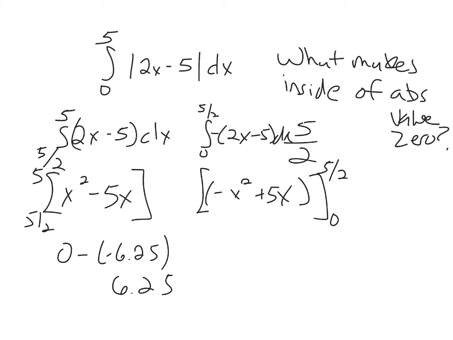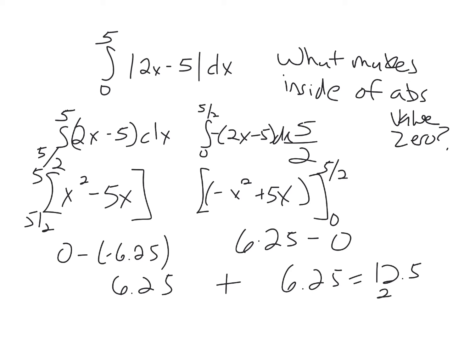Over here, we go from 5 halves, which is 6.25, minus, put 0 in, you're going to get 0. It's going to get your answer 6.25. We add up whatever our answers are, and then we're going to get 12.5, or if you like fractions, 25 over 2. Either one works.